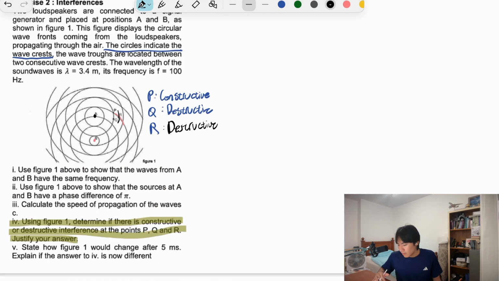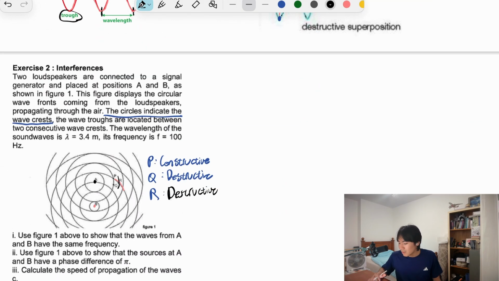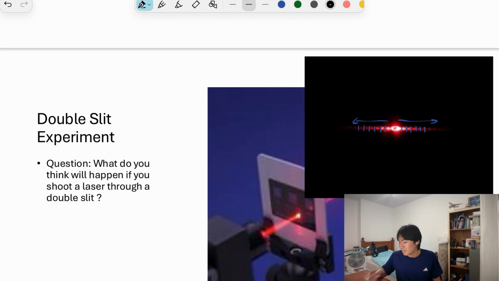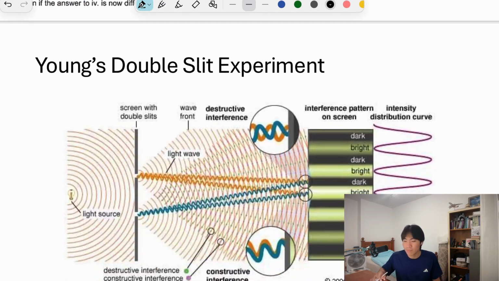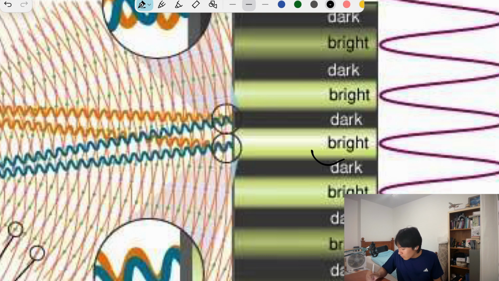So, we understood what the superposition principle is. But what did we need the superposition principle for? We need it to explain why we observe these fringes. So let's go back to why we observe these bright spots and dark spots.